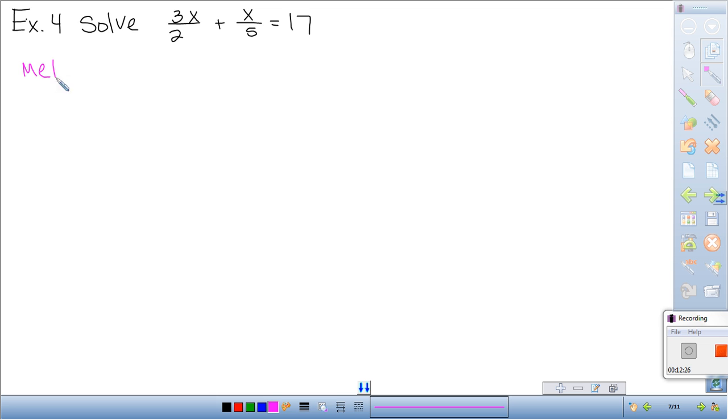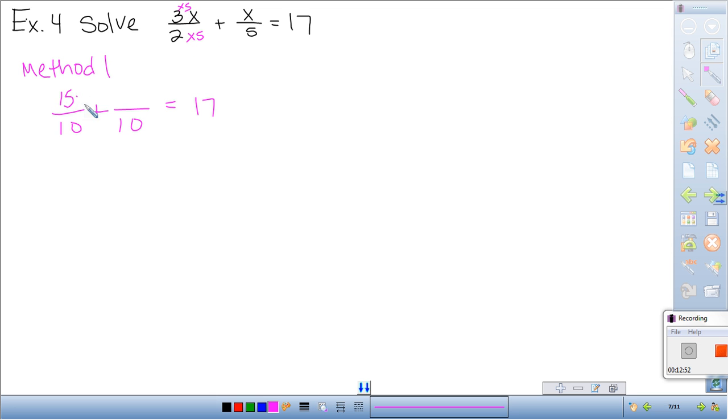We're going to just add our fractions together. So we're going to start by finding the common denominator for all of our fractions, the least common denominator. And the least common denominator for 2 and 5 is 10. So I'm going to change both these fractions to something over 10. So what did I do to 2 to get 10? Times 5. So 3 times 5 is 15.